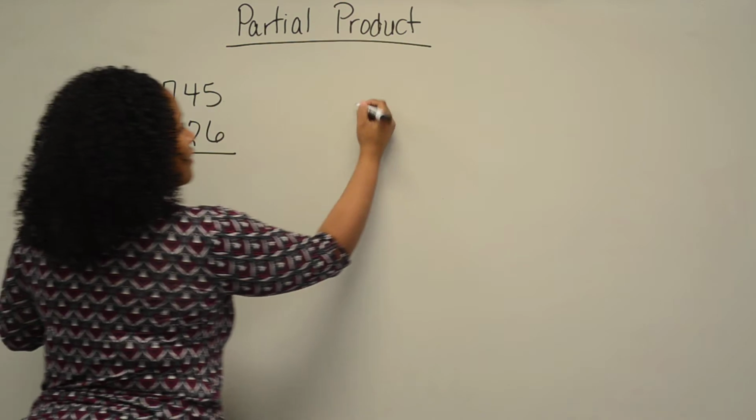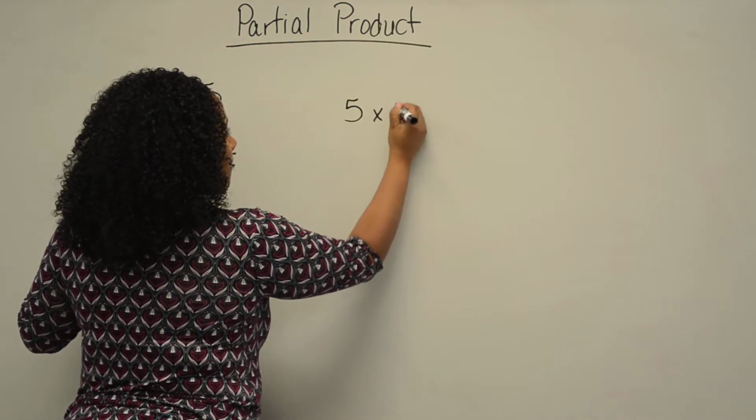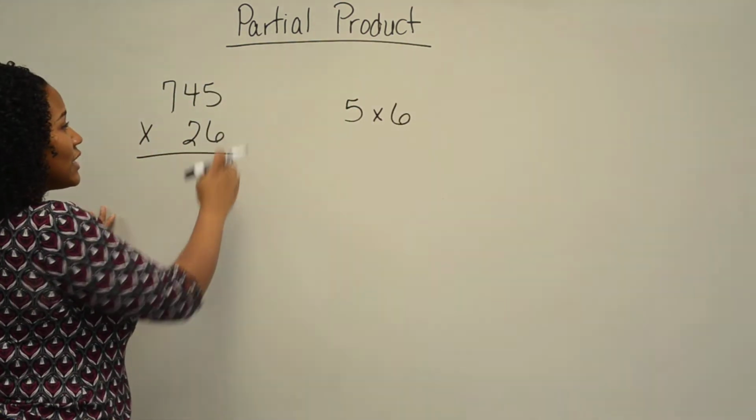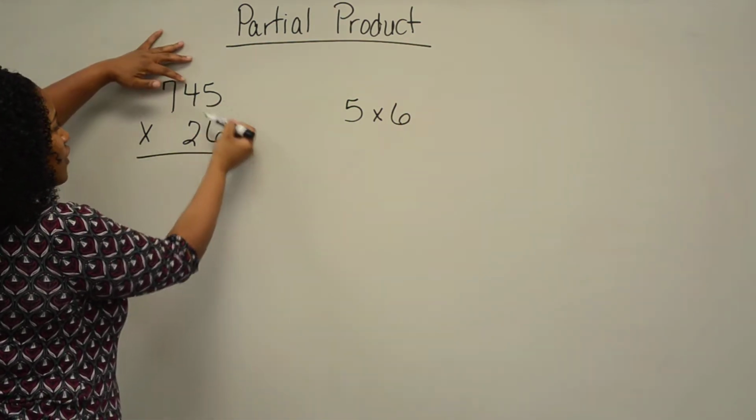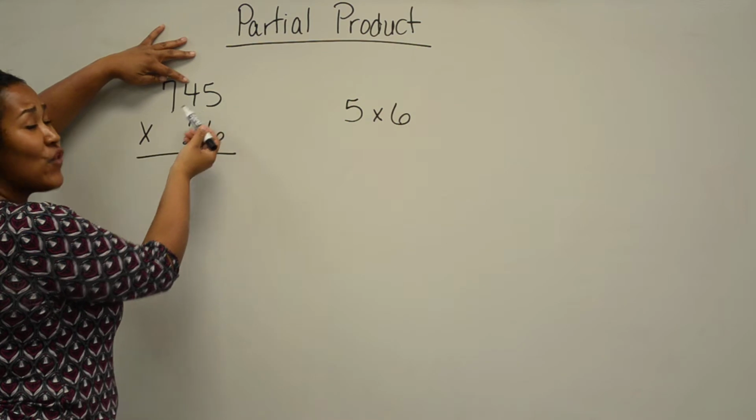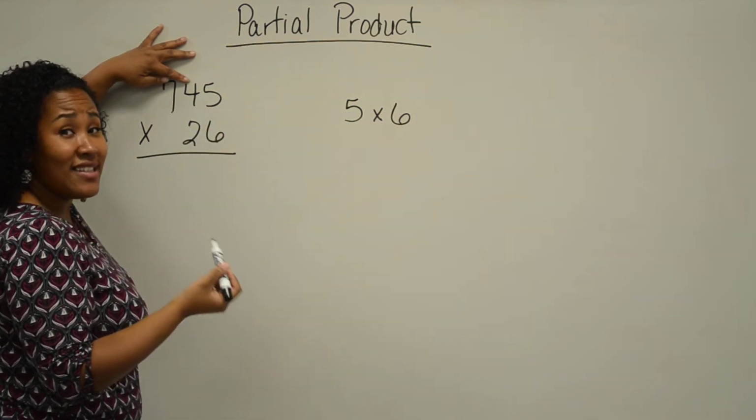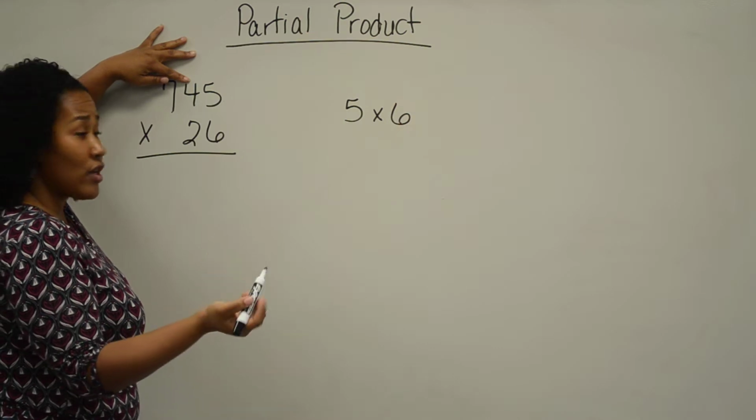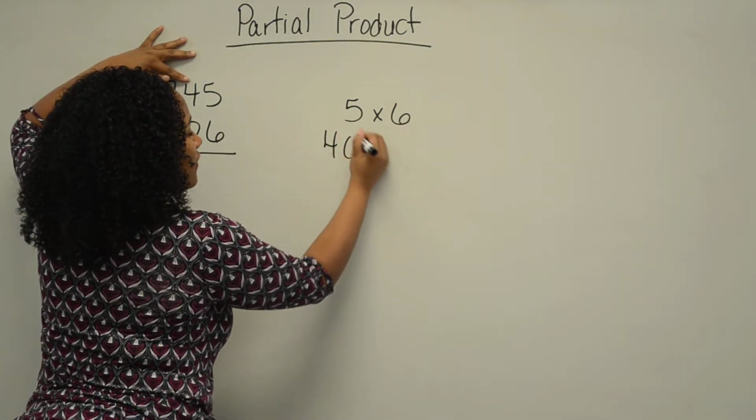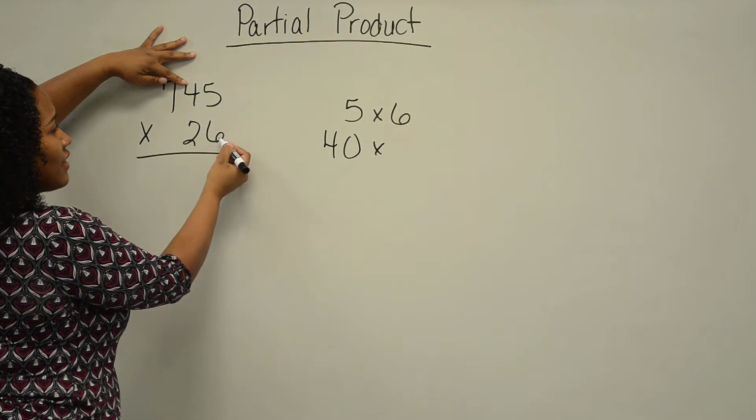5 times 6. We write that down. Both numbers are in the ones place, so 5 times 6 is all we see. Now let's do 4 times 6. But remember, this 4 is not really a 4. It's in the tens place. So instead of 4, it's a what? It's a 40. 40 times 6.